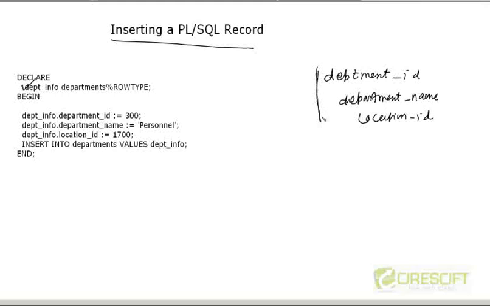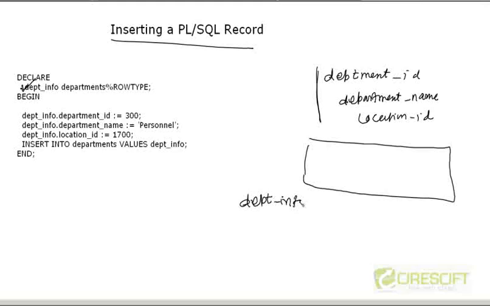If these are the three columns in my department table in my database, then I can initialize my record department_info using 300. So this is what my department_info looks like: three things, and then I put 300, Personnel, and 1700. So here, insert into department values, I just give the complete name of the record, and it's going to insert.